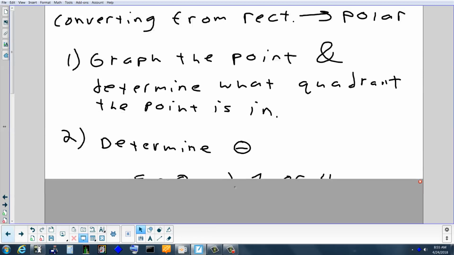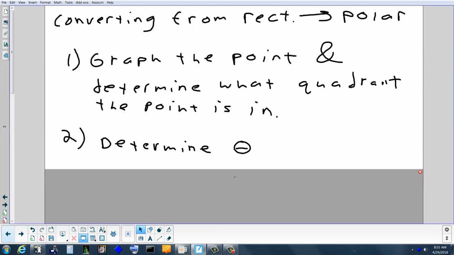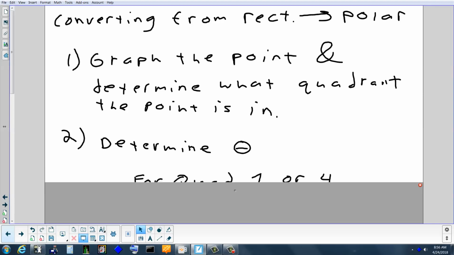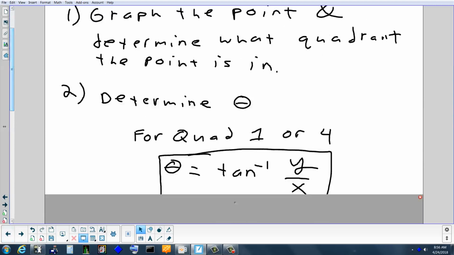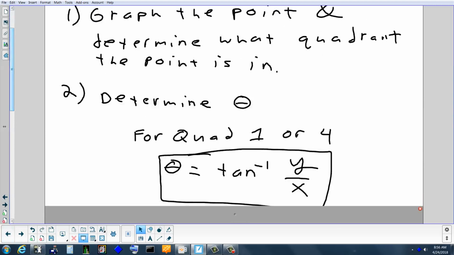All right. Once we know what quadrant we're starting in, then we can find the angle. If you want to do the radius first with the Pythagorean theorem, you can. They're separate. You've got to do both. So pick which one you want to do first. I'm going to do theta first. If you're in quadrants 1 or 4, you do exactly what I just showed you on the other page. It's the inverse tangent of y over x.